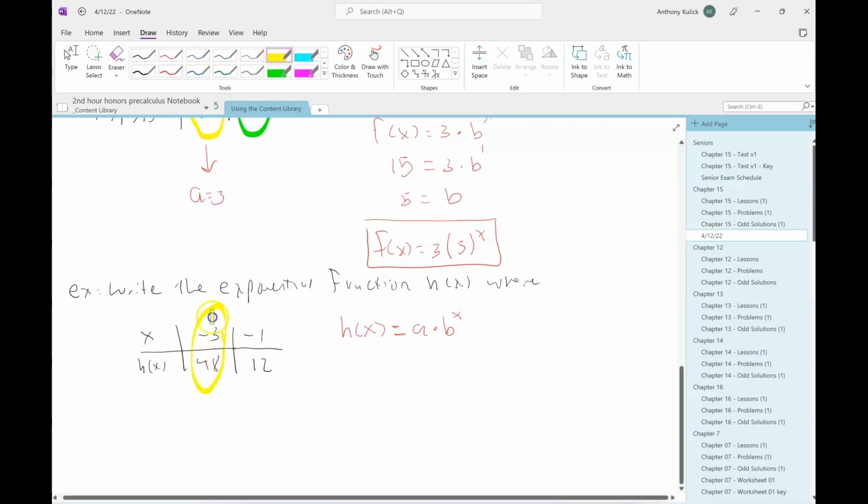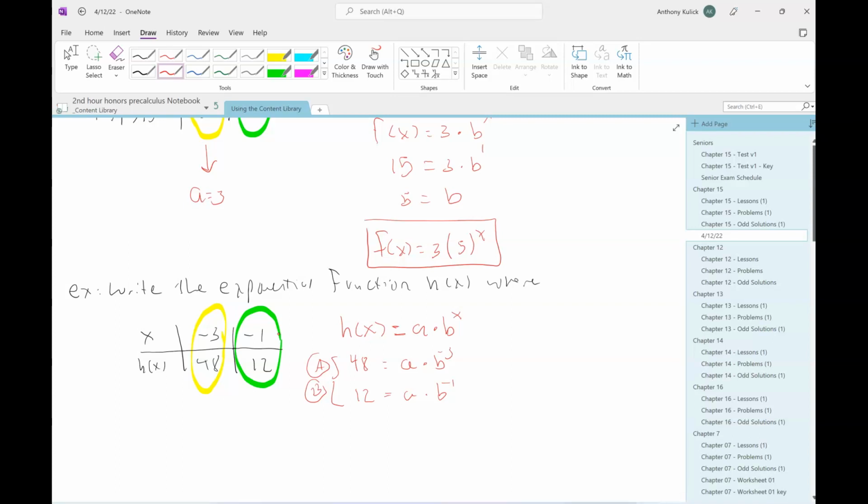So we're going to have to write a system. I'm going to write one equation using this point. So 48 is equal to A times B to the negative 3. And I'll write a second equation with this point, that 12 is equal to A times B to the negative 1. I'm going to call these equations A and B, and we're going to solve this system. Think back to your Algebra 2 class.